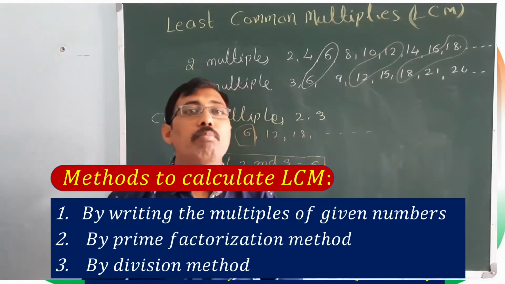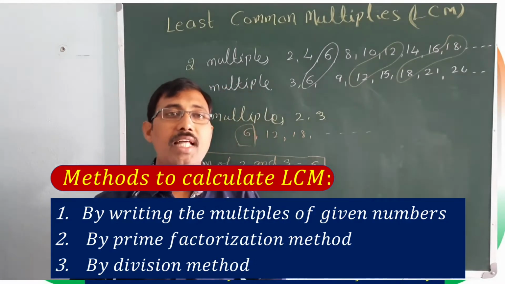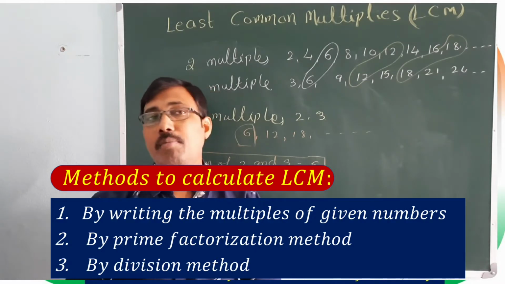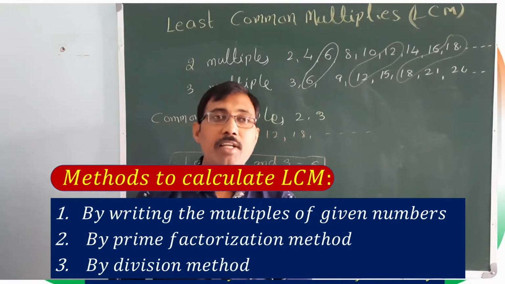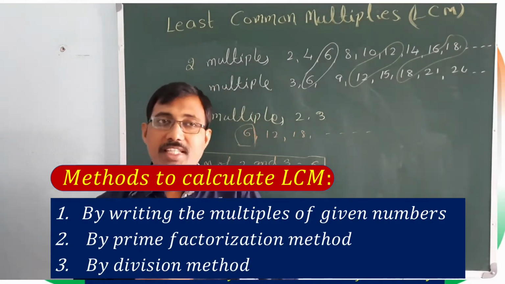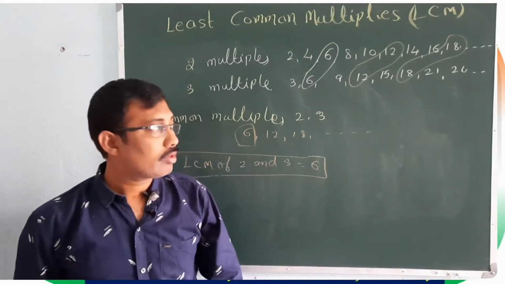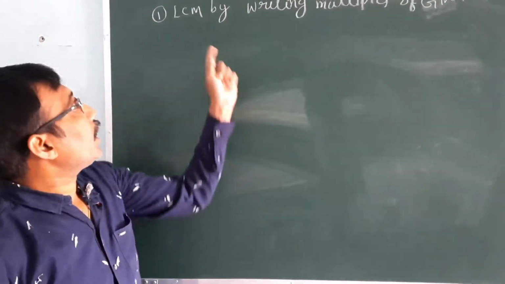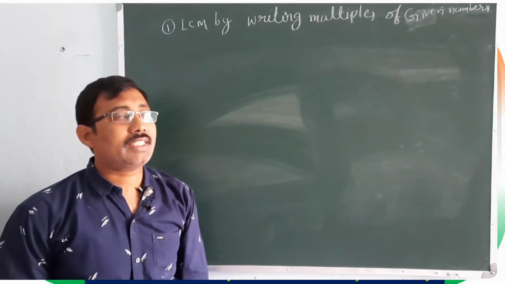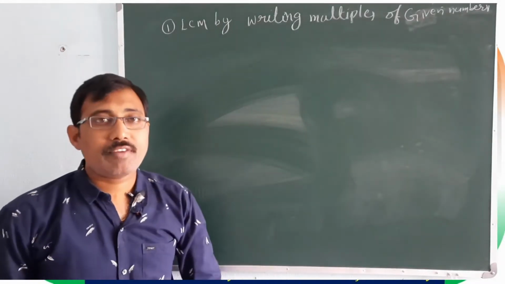The second method is the prime factorization method. The third method is the division method. In this video, we find the LCM by these 3 methods. Okay. The first method is LCM by writing multiples of the given numbers.